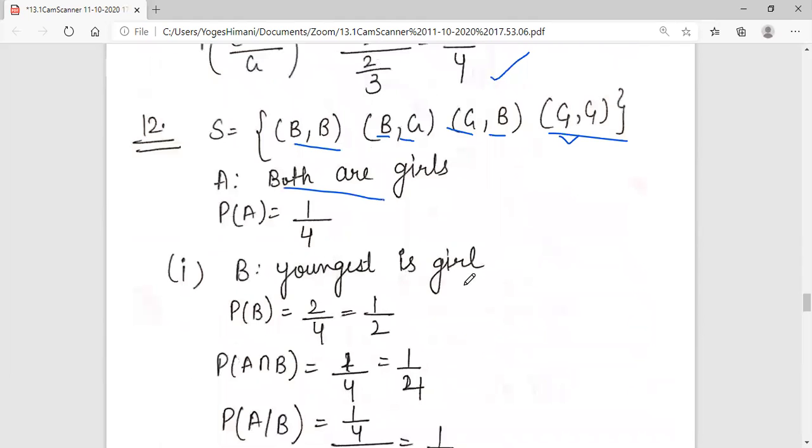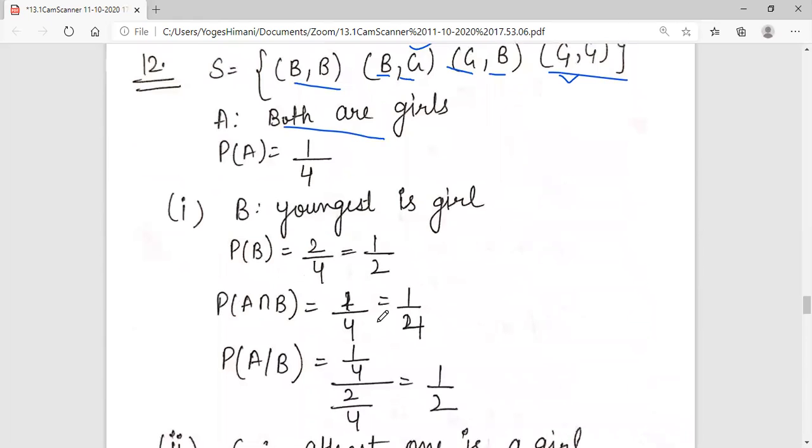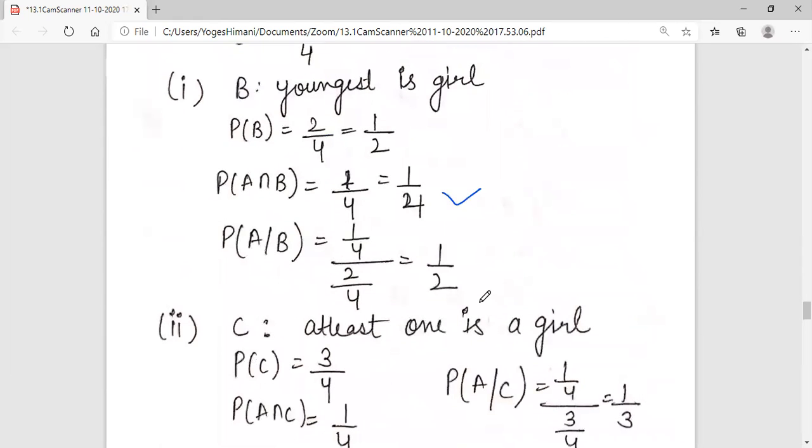B means youngest is a girl. Youngest is a girl, two cases are there, 2 by 4. What is common in both? Only one case, 1 by 4. And we have to find probability of A by B, intersection upon probability of B, that is 1 by 2.